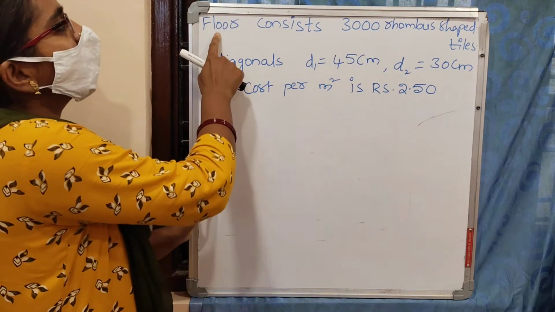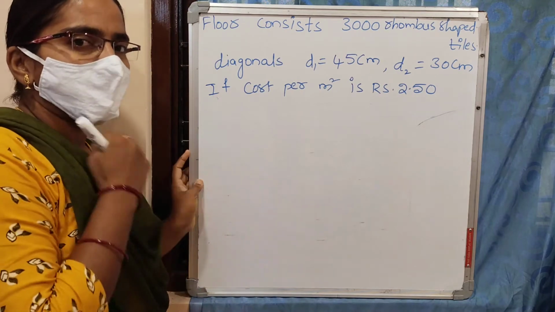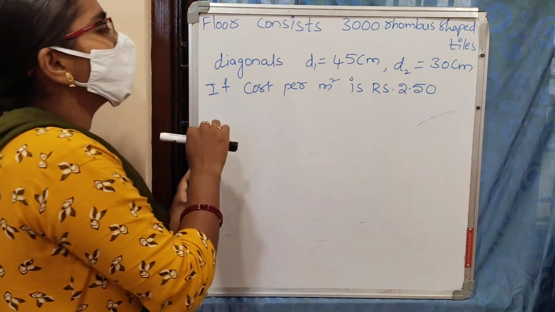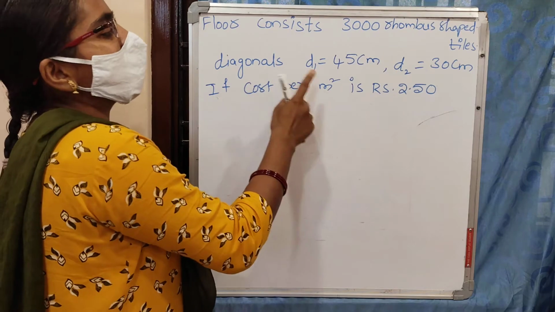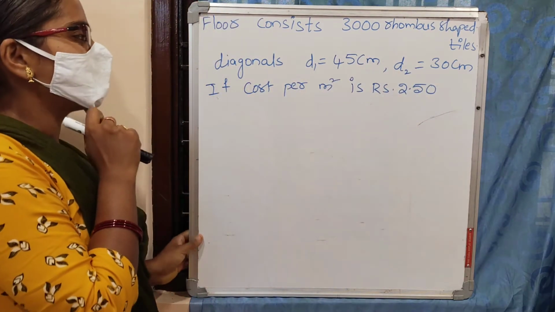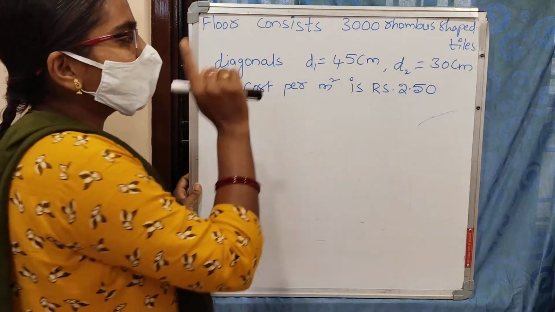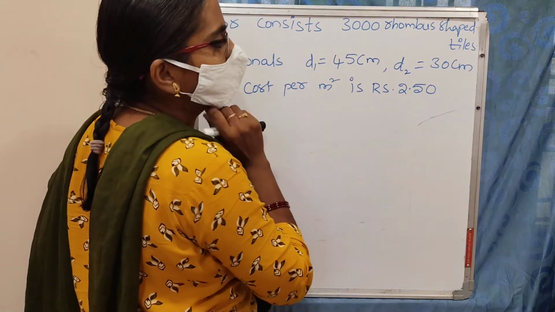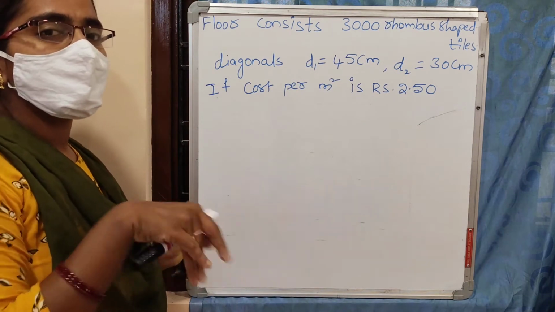In a room, the floor consists of 3000 rhombus shaped tiles. Floor consists of 3000 rhombus shaped tiles. Next, diagonals of those rhombus shaped tiles. One tile's diagonals are 45 centimeter and 30 centimeter. Two diagonals they have given. The cost for polishing those tiles, cost per 1 meter square, is 2 rupees 50 paisa, 2.50 rupees. Then what is the total cost to polish the total room?